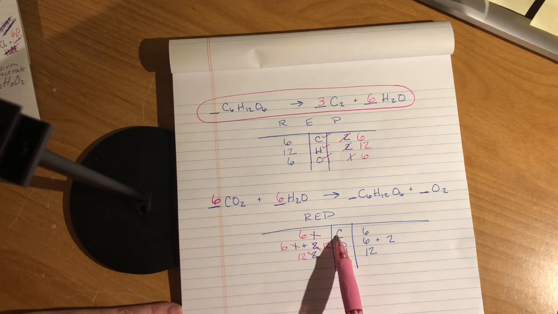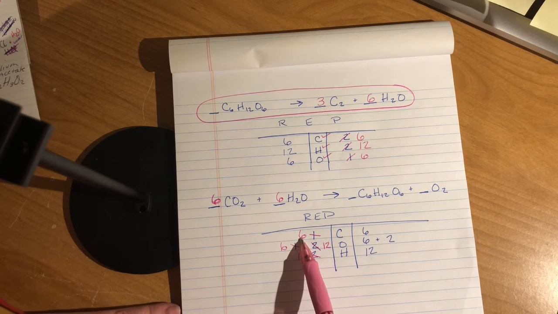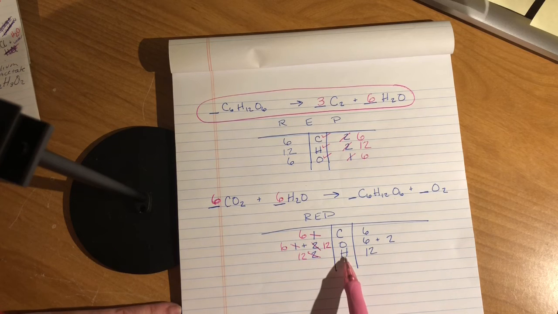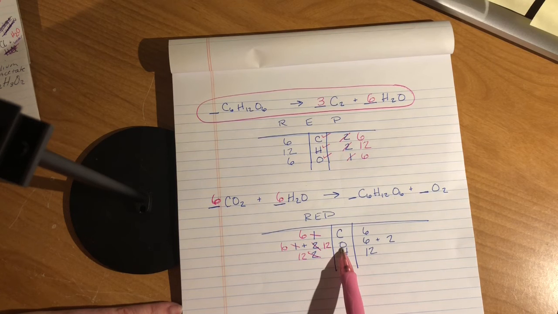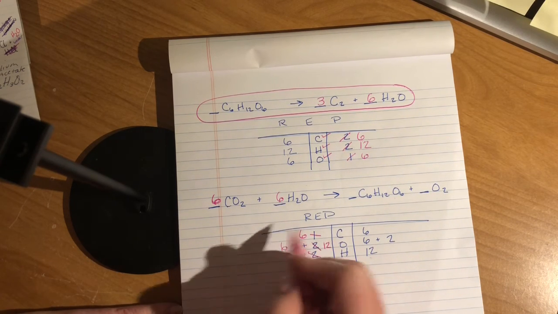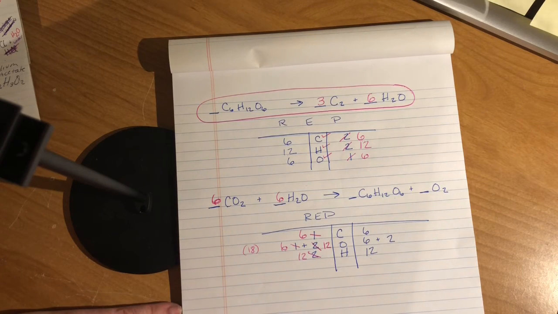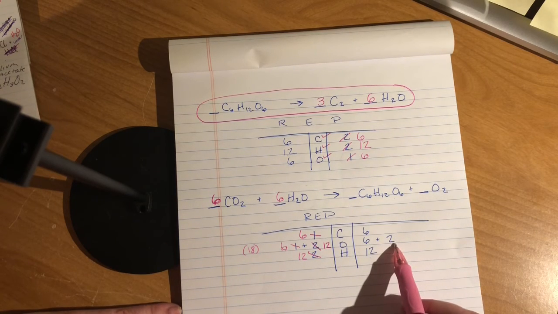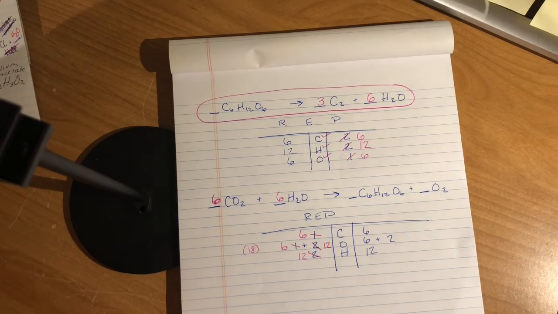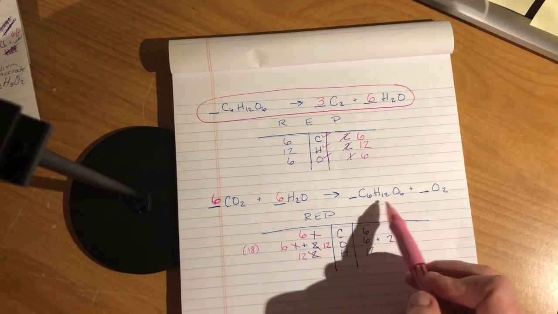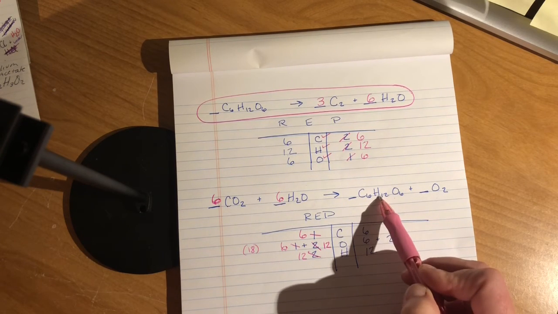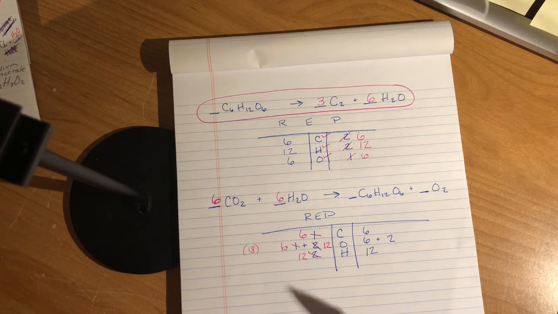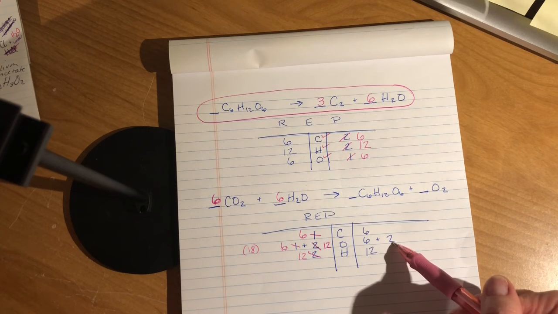So the good news is right now my carbon looks good. It's got 6 atoms going in and 6 atoms coming out. My hydrogen has 12 atoms coming in and 12 atoms coming out. But my oxygen has 6 plus 12. That's a total of 18. I have 18 atoms of oxygen going in, but I only have 8 atoms of oxygen coming out. I need more oxygen. I don't want to mess with this whole system because if I do, I'm also messing with my carbon and my hydrogen, which I just finally got balanced out. I only need to mess with the oxygen count.